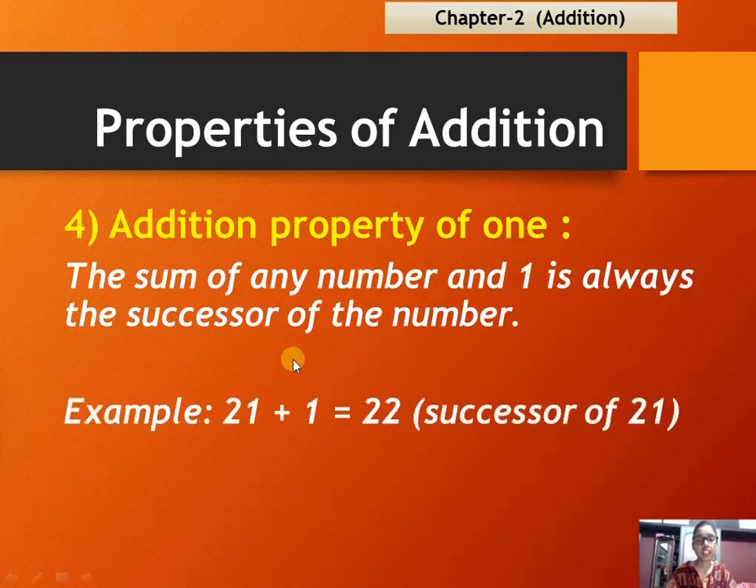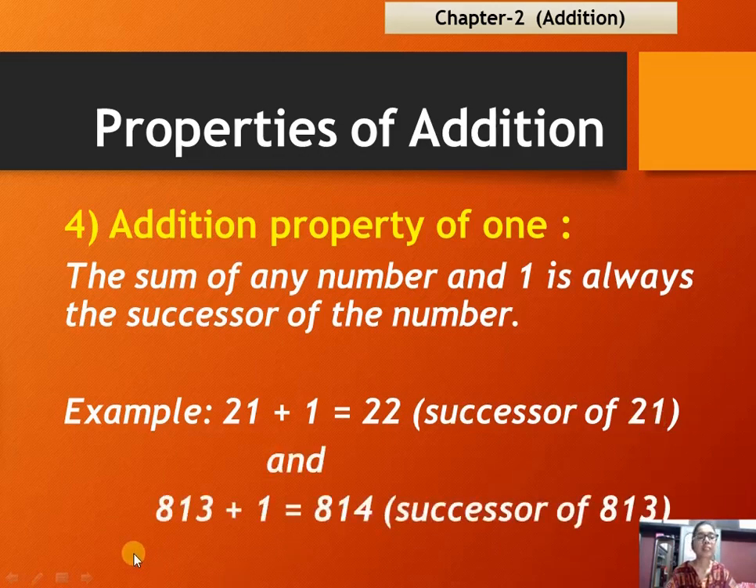Let's see through an example. Suppose if we add 21 with 1, we get 22. And we know that this 22 is a successor of 21. Okay, let's see another example. 813 plus 1 is equals to 814. And this 814 is the successor of 813.